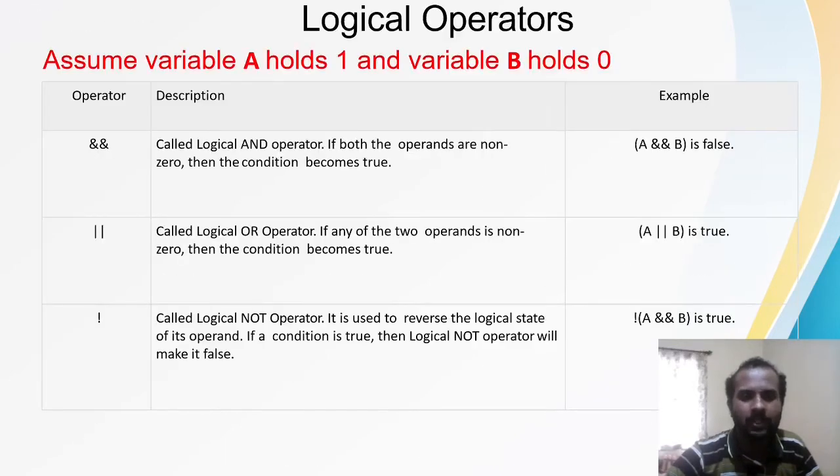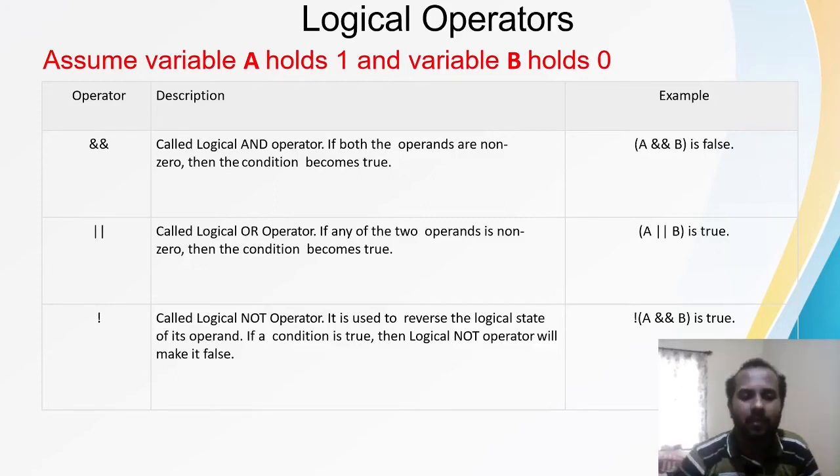Next is logical operators. The logical operators are used to perform logical operations on the given two variables. You have three logical operators, that is logical AND, logical OR and logical NOT. Here either you can have variable to variable, or you can have the expression also. For example, consider a is one expression and b is one expression.